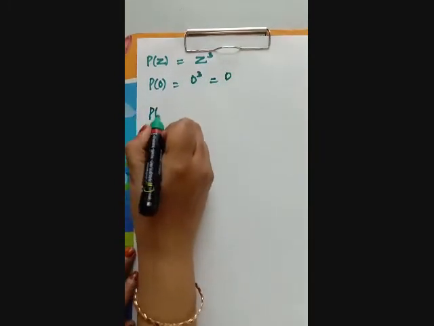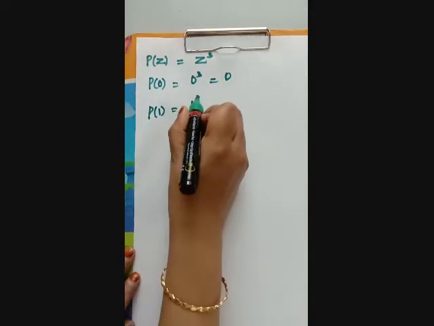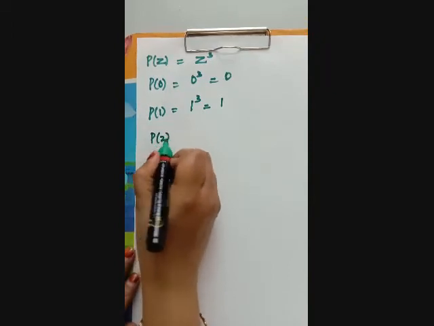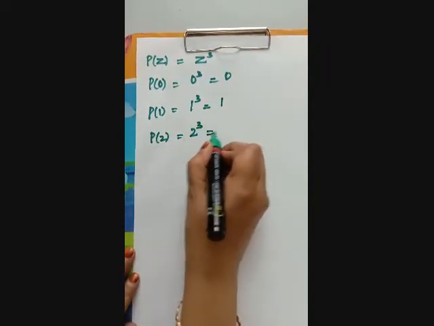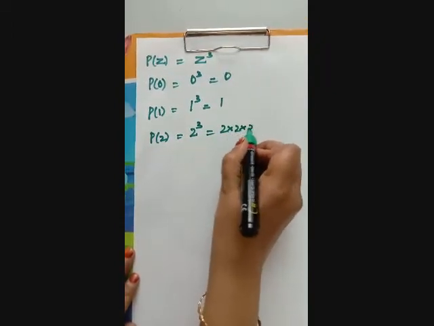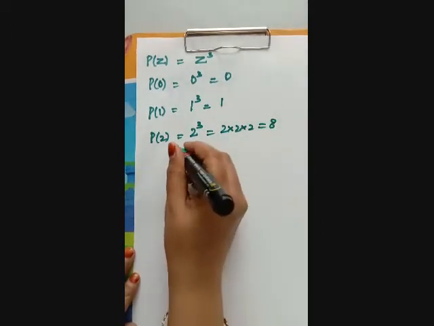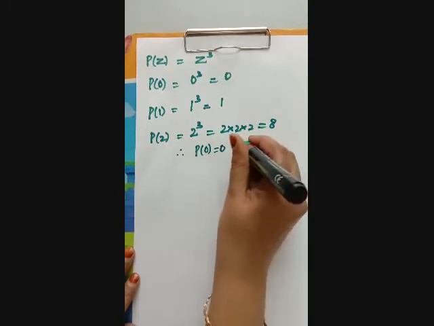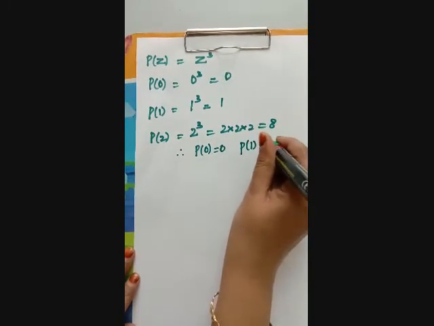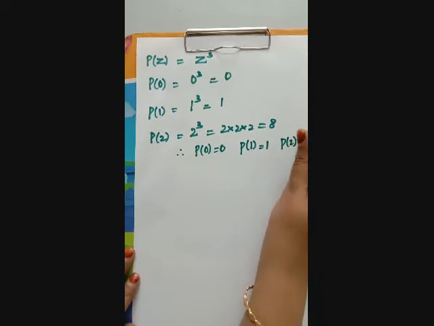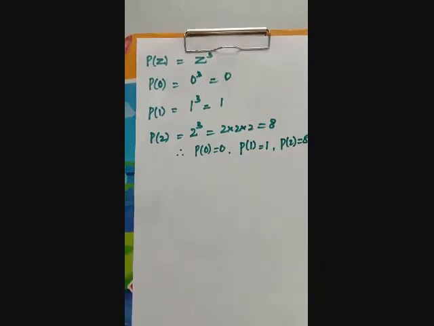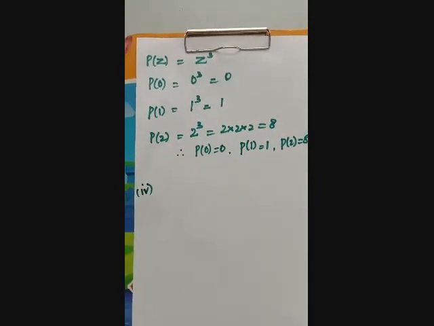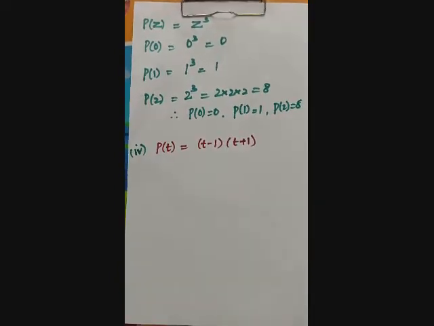We have to find P of 1. That is 1 to the power of 3, that is 1 into 1 into 1 is 1. P of 2, that is 2 to the power of 3, that is 2 into 2 into 2, that is 8. Therefore, P of 0 is 0, P of 1 is 1, and P of 2 is 8. So the fourth one I am doing, the fifth one is homework. Only one problem is for homework. Do that. Next one, fourth one.